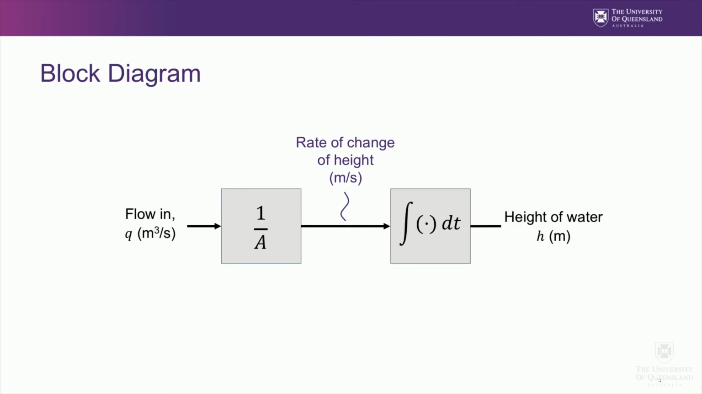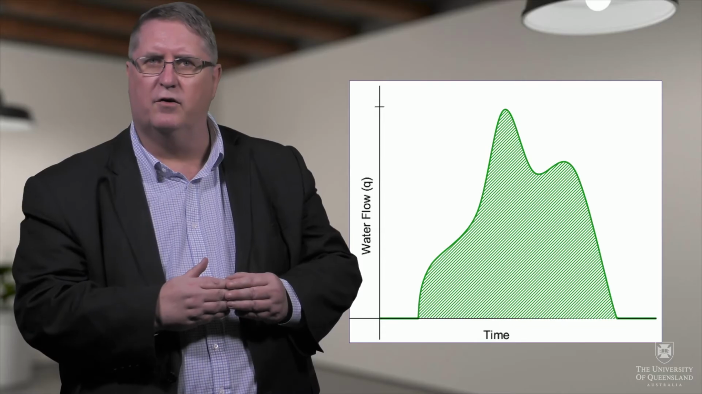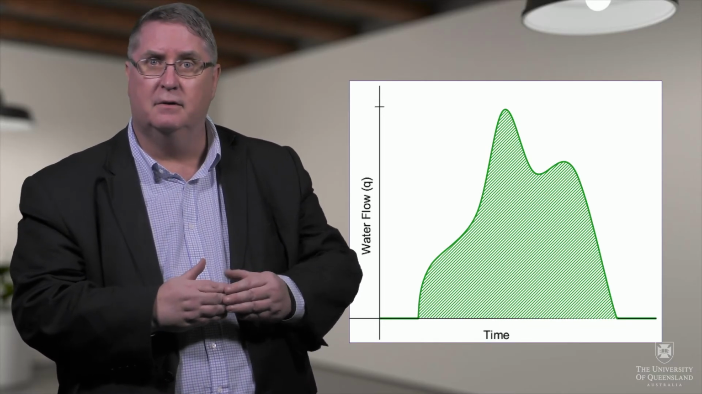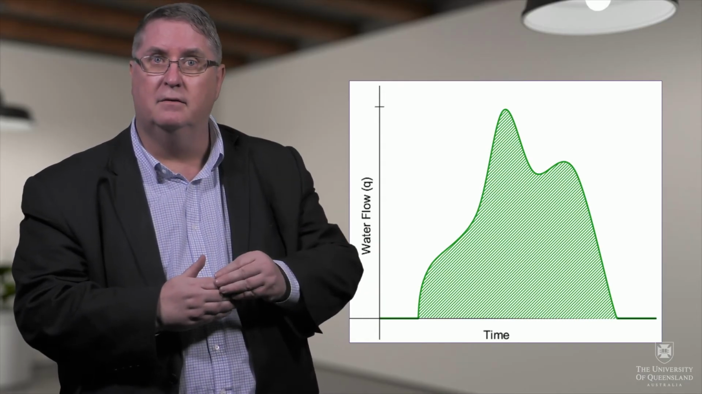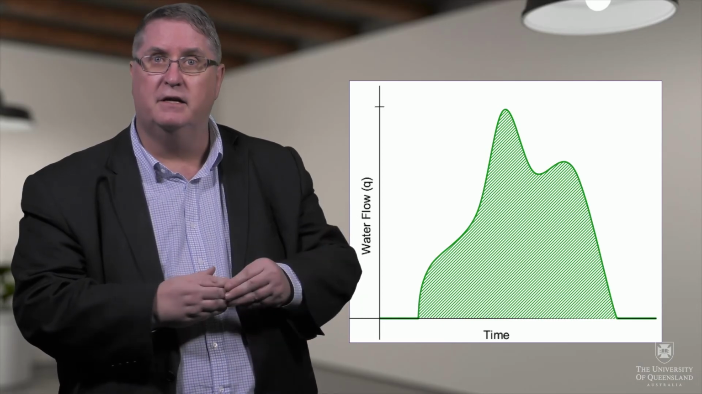We can reverse the order of the blocks, so the internal variable becomes the rate of change of height. The initial condition for the integrator is now the initial height of water in the bucket. We are able to reverse the order of the blocks because the system is linear. We will elaborate on the meaning of linearity shortly. It is easy to calculate the height of water in the bucket given the time history of flow into the bucket. It's just the area under the graph of Q with time divided by A at any time, plus the initial height of water.